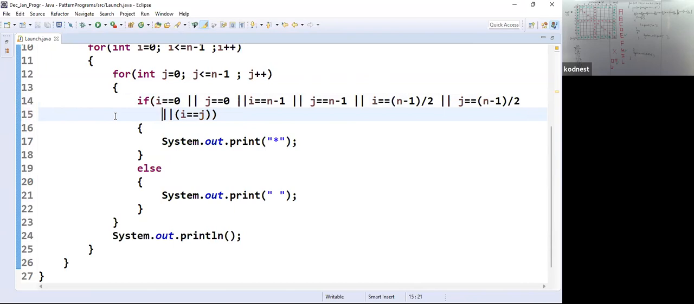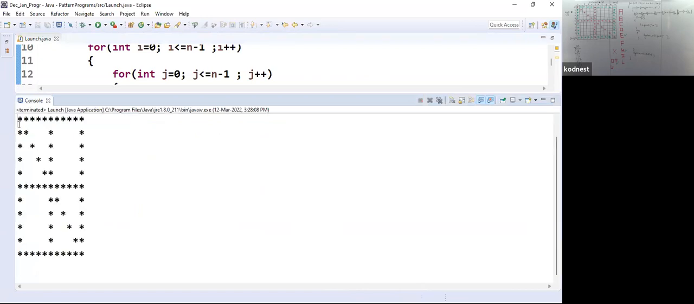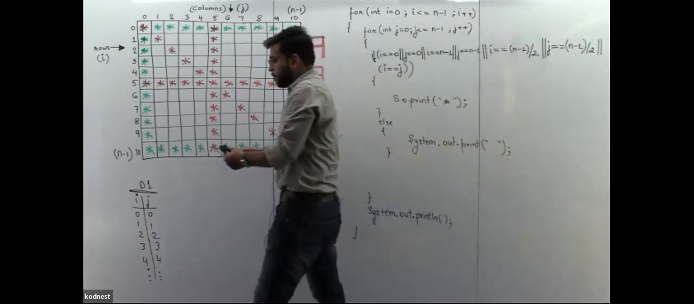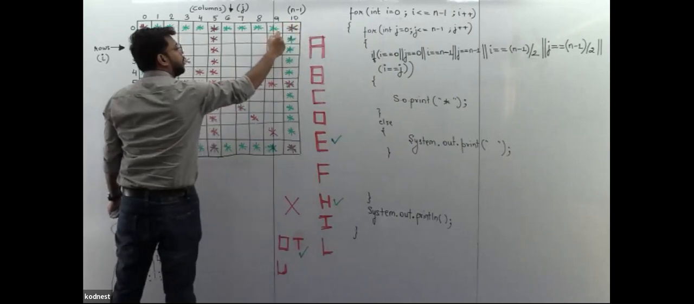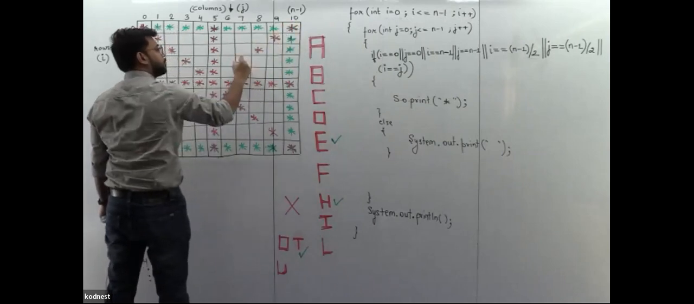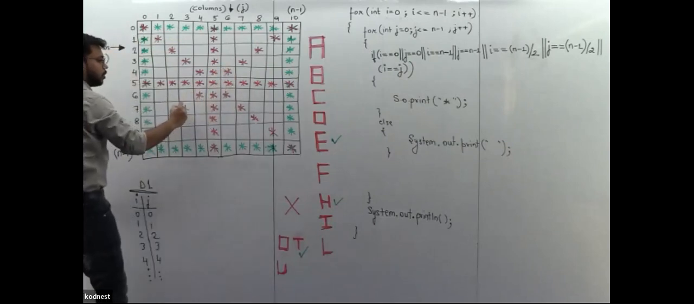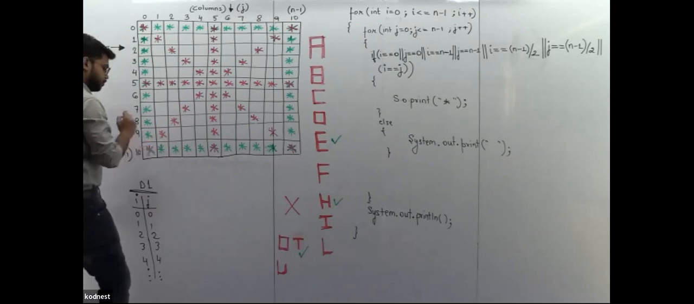If I execute it, see, I am telling here maybe 11, and now can you see this? I am getting one diagonal. Well, I want the other diagonal also. So now I will tell here, if you want the other diagonal, it means I want to print the star at all these places. I want to print the stars.